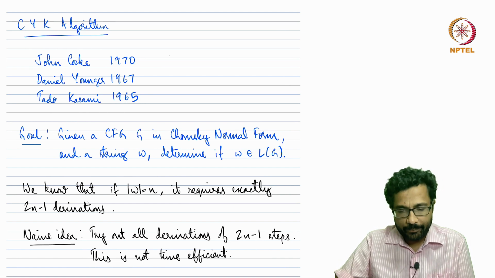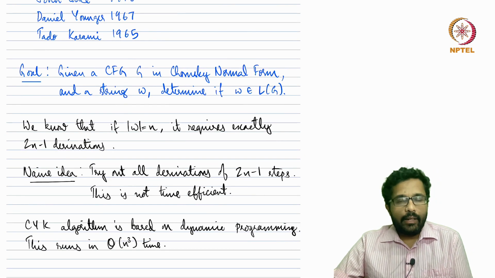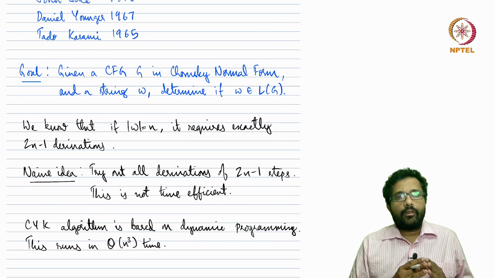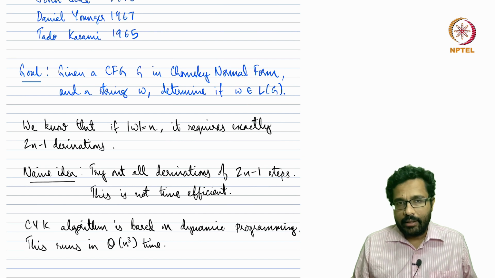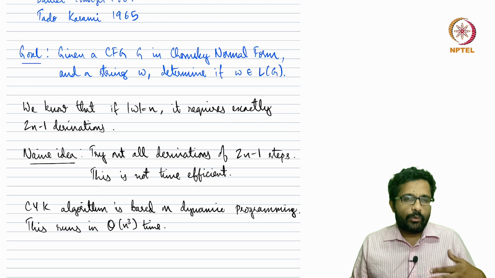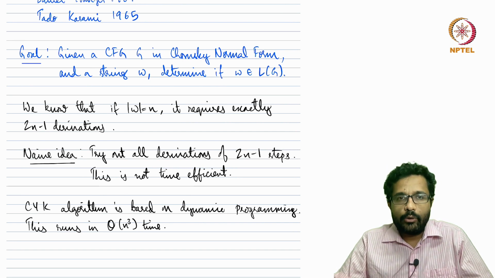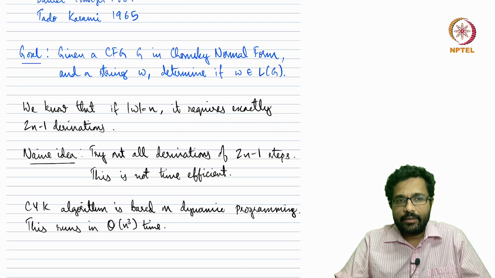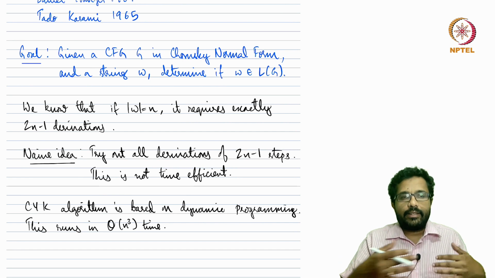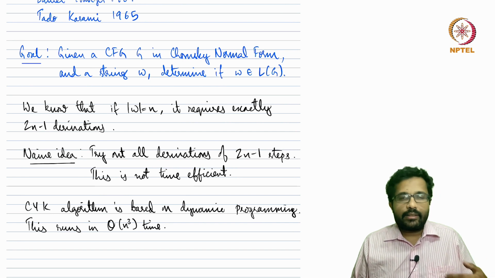it determines whether the string can be derived from the grammar. In the previous lecture, we saw that if the string is of length n and the grammar is in Chomsky normal form, we require exactly 2n minus 1 derivations. So if you get a string of length 5, we know it requires 9 derivations. We could just try out all possible derivations that require 9 steps and see whether the string is produced.